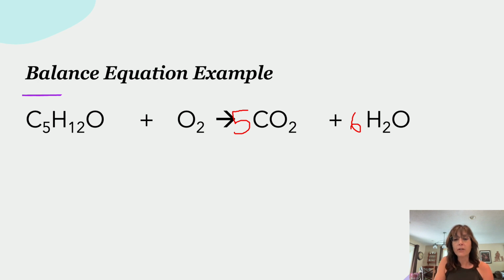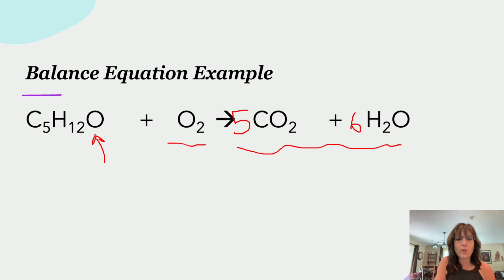Now you want to count your oxygens. On the product side, you have 5 times 2 is 10, plus 6 times 1 is 6. 10 plus 6 is 16. So if you're like me, you're going to come over here and go, oh, I need to write an 8 right here. No, you don't. See that O right there? You already have 1. So you really only need 15.